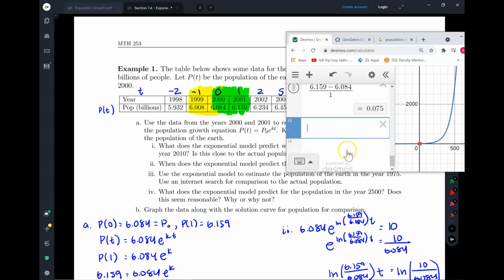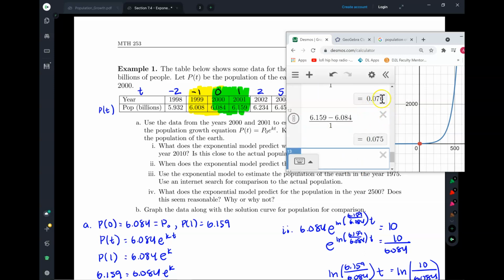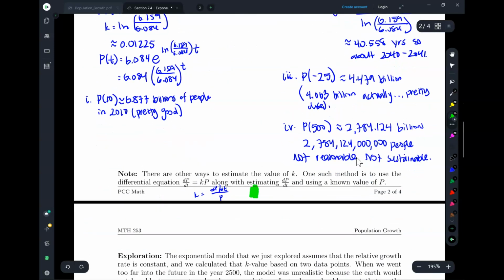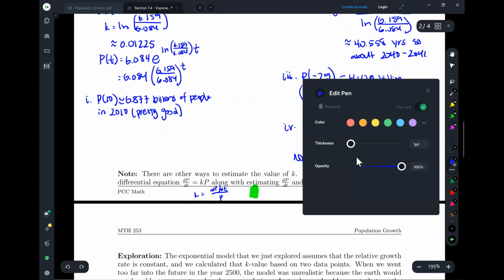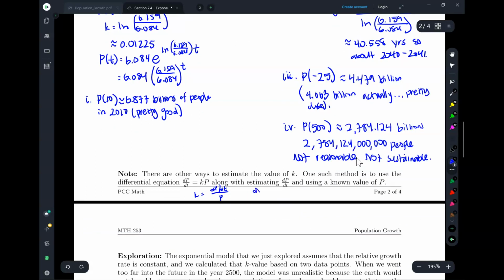So you can kind of see already what the average is. It's going to be 0.0755. So that's what our estimated dp/dt is, 0.0755. dp/dt is about 0.0755, and then the p-value at that 0 was 6.084.